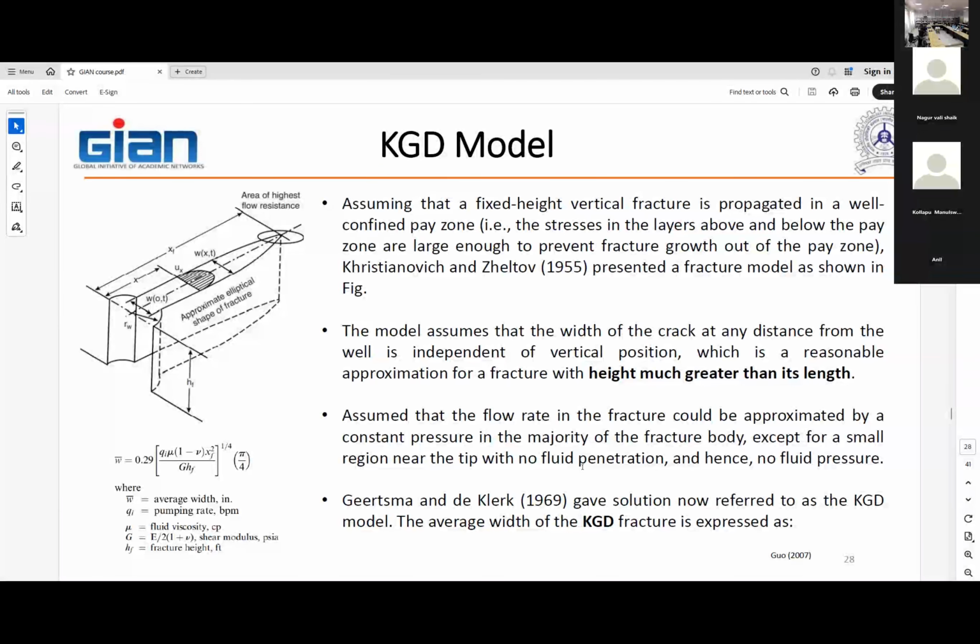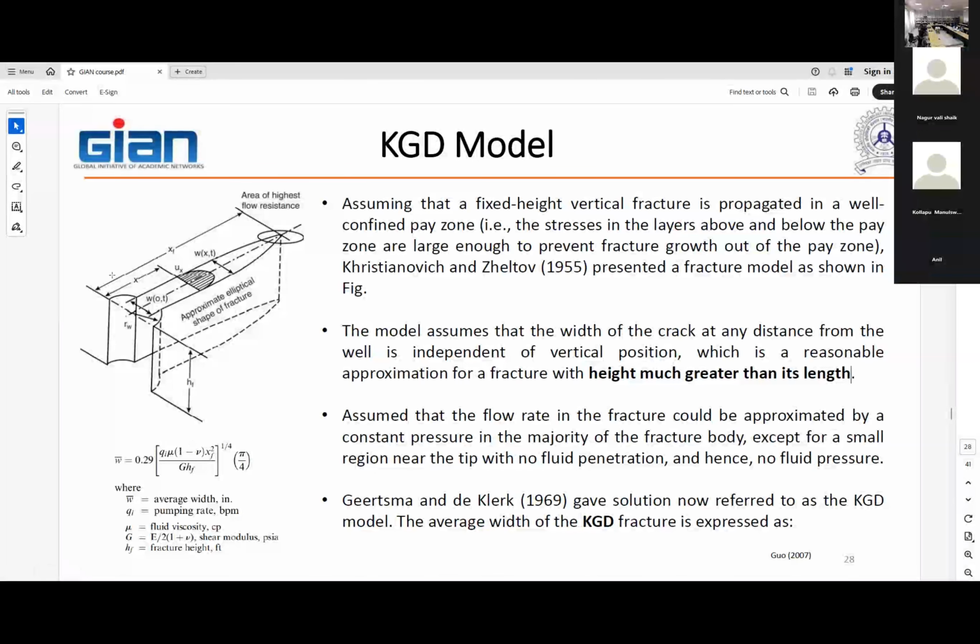So the width of this fracture, the average width, W bar, okay, is 0.29 times flow rate, Q. Mu is what? Fluid viscosity, 1 minus Poisson's ratio, fracture half length, which is your XF, like this, okay? Square divided by G, okay? G is what? It is the shear modulus of the rock. Shear modulus formula is Young's modulus here divided by 2 times 1 plus nu. Okay. And then HF. HF is what? The height of the fracture times pi over 4. Okay. So this is the average width of a KGD fracture.